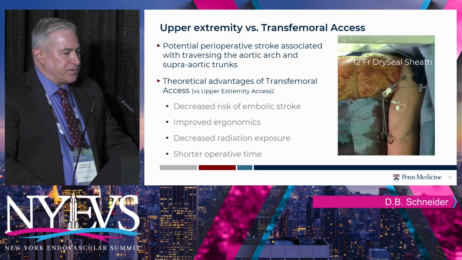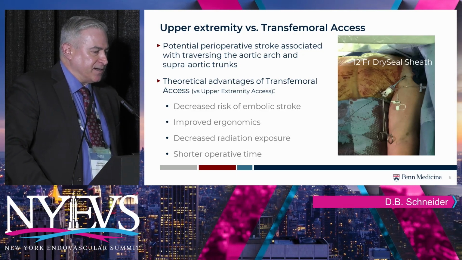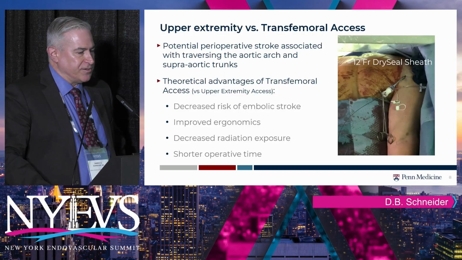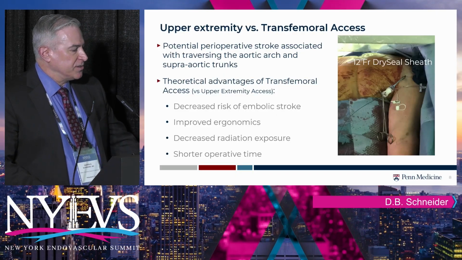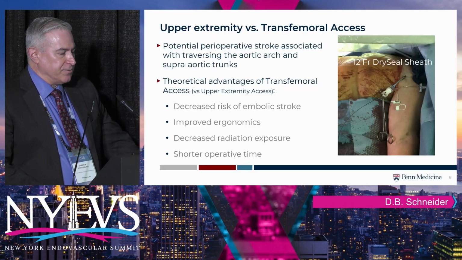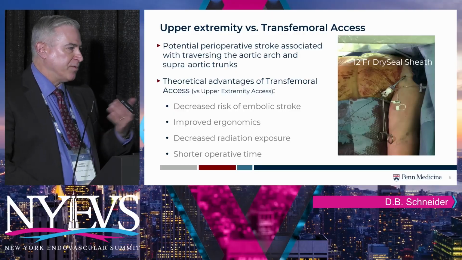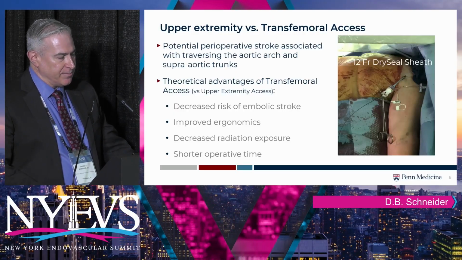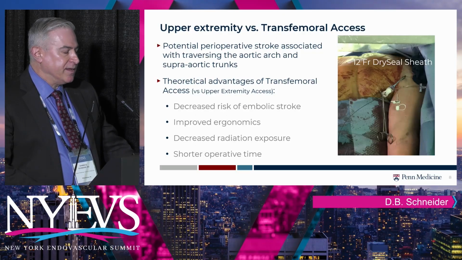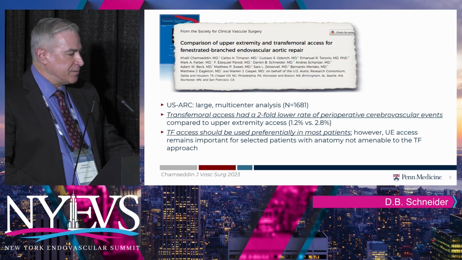The concern with upper extremity access, besides adding to some complexity, is that there's a potential for perioperative stroke because you're traversing the aortic arch and the supraaortic trunks. And if you use entirely transfemoral access, you may decrease the risk of embolic stroke. You have improved ergonomics. You're not working all around the table. Decreased radiation exposure and shorter operative time by eliminating certain access points.